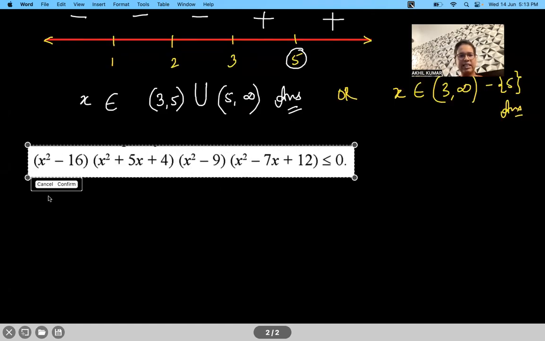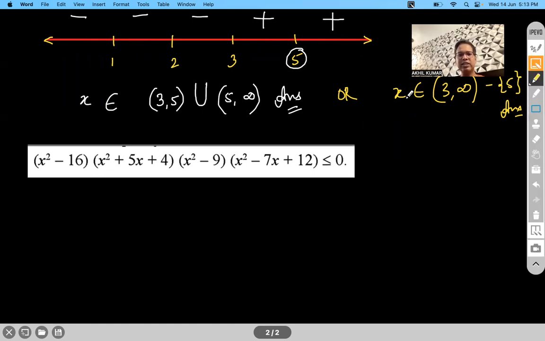Okay, so let's take this as our next question. Solve this inequality by using wavy curve. Now, this is also a rational function, guys and girls. You must be thinking that, oh, this is a polynomial. Yes, polynomial, in fact, is a rational function.